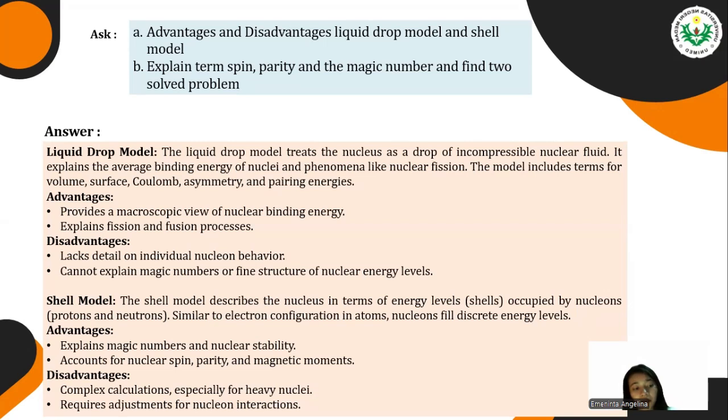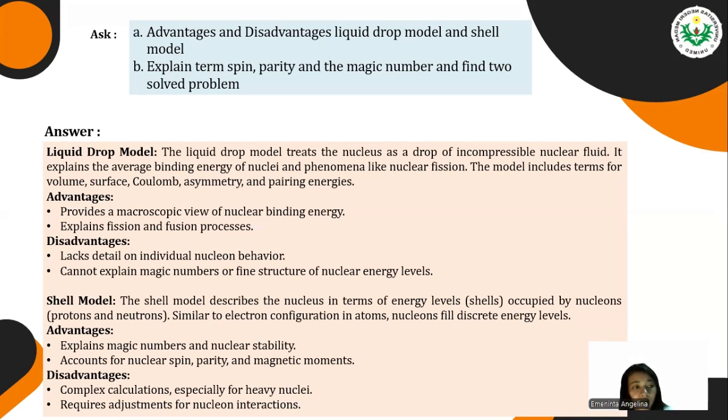The advantages of the shell model: it explains the magic numbers and nuclear stability and accounts for nuclear spin, parity, and magnetic moment. The disadvantages of the shell model: it requires complex calculations, especially for heavy nuclei, and requires adjustment for nucleon interaction.